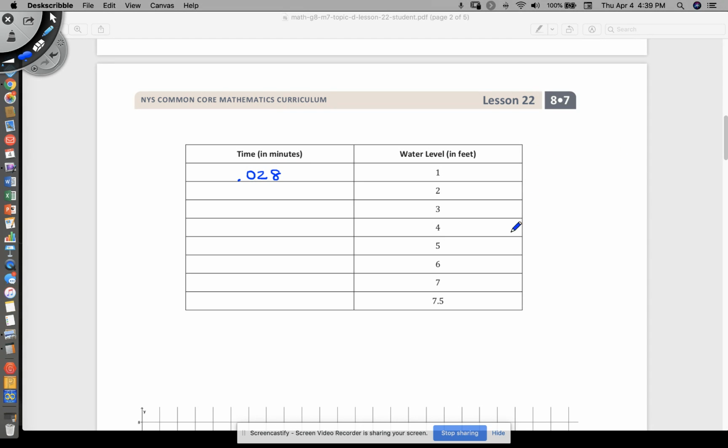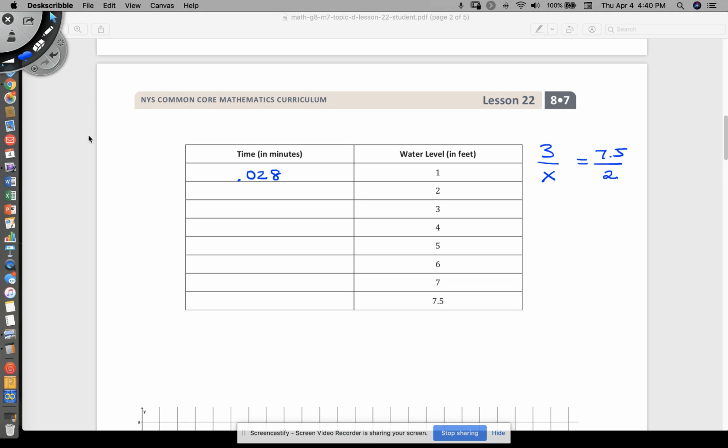So you're going to continue doing the same thing we just did there, but for each foot. What you're basically changing is, instead of 3 over x equals 7.5 over 1, I'm going to put 7.5 over 2, and then 7.5 over 3, 7.5 over 4. Same sort of thing. Use 3.14 for the pi.